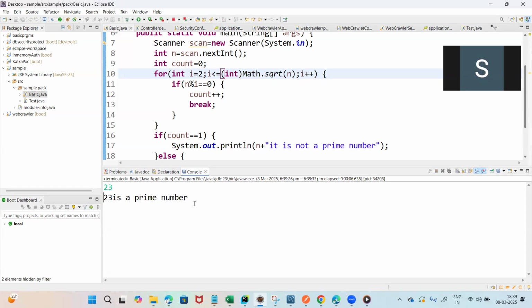In Hindi, what do we call compare? Guys, in Hindi, what do we say?